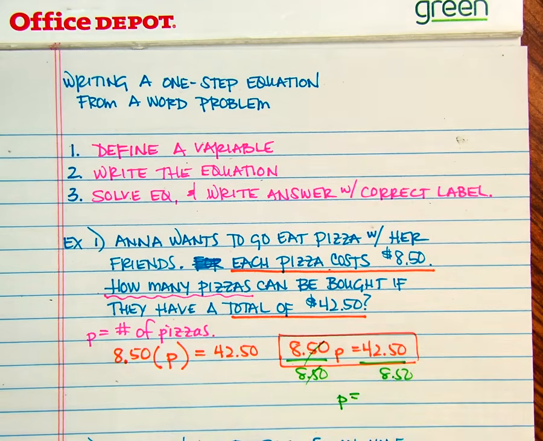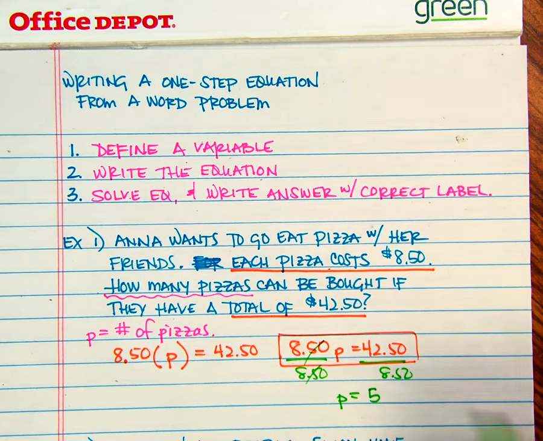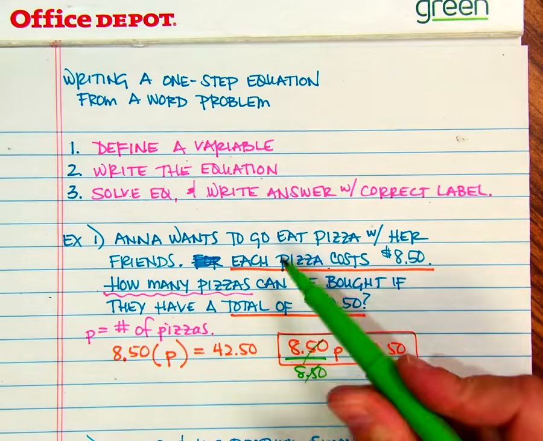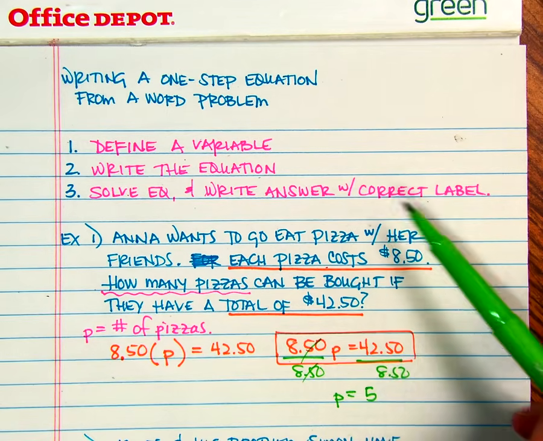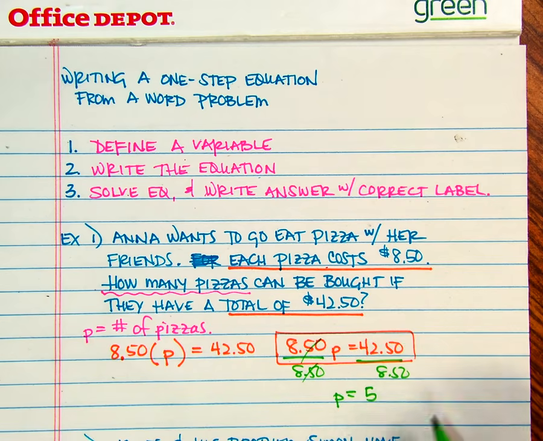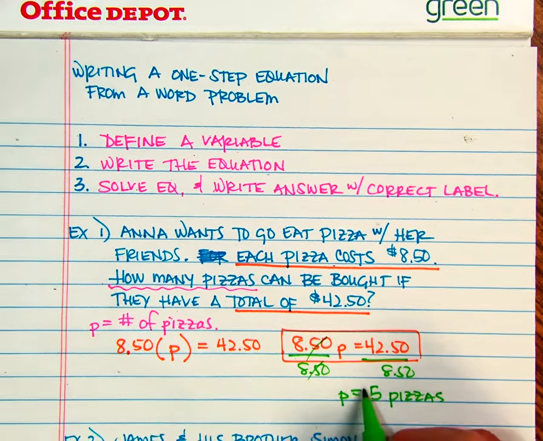So I have the number of pizzas equals, I have a handy dandy calculator. So I have 42.5 divided by 8.5. And it gives me a nice, neat 5. So 5. It says solve the equation, which I did. It says write the answer with the correct label. 5 what? 5 pizzas is my final answer.